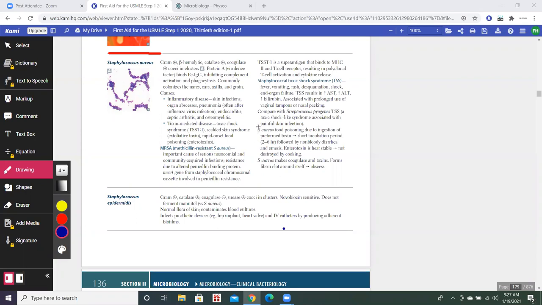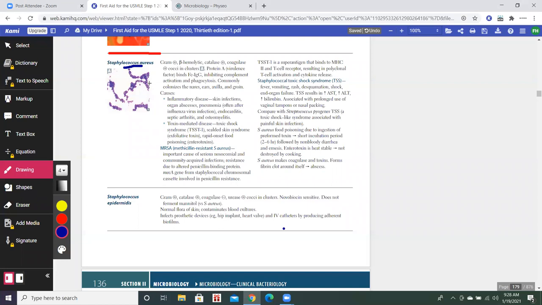Saprophyticus is resistant and epidermidis is sensitive. Okay, good, very good. So with that being said, are we ready to begin with today's topic? Okay, good. So let's begin with today's topic.